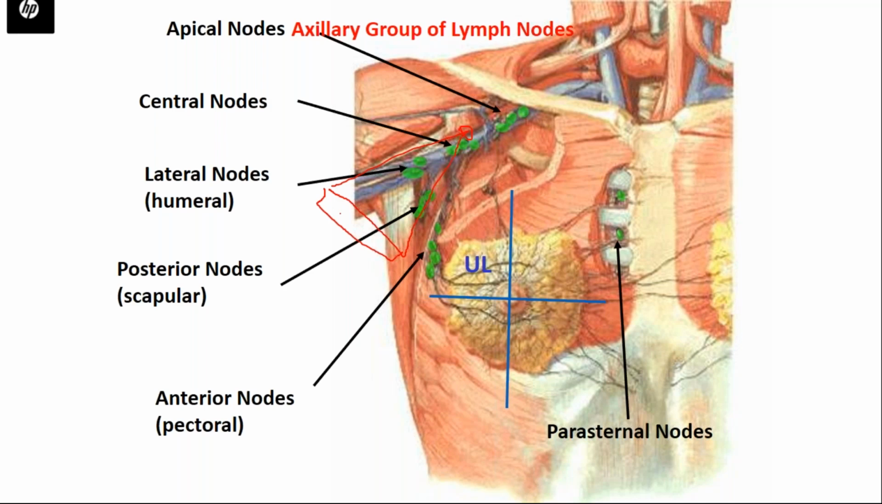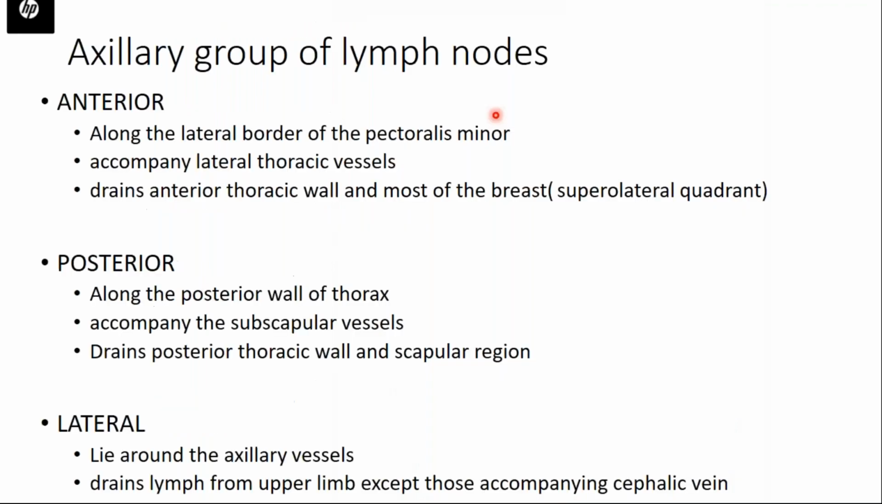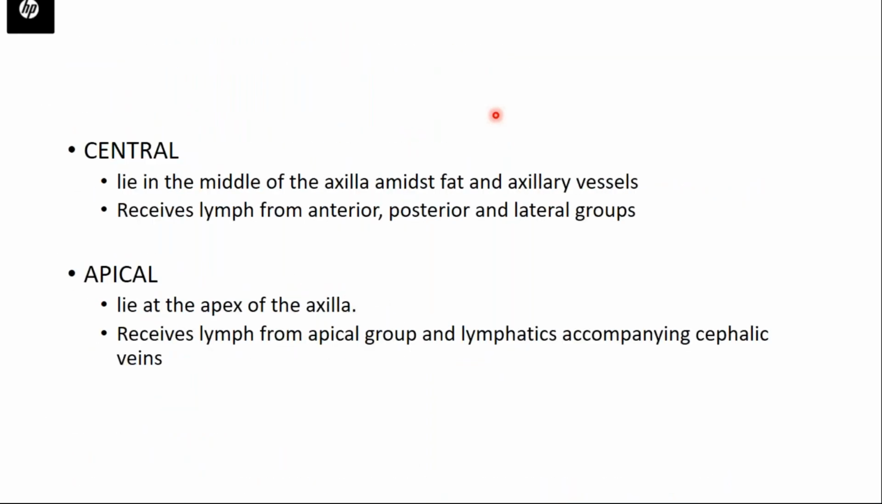So they go along the medial aspect, and then they will affect the lateral group of lymph nodes. Whereas if it is present in the index finger, they travel along the cephalic veins, and then they directly affect the apical group of lymph nodes. So that's why we need to know the different groups of lymph nodes.